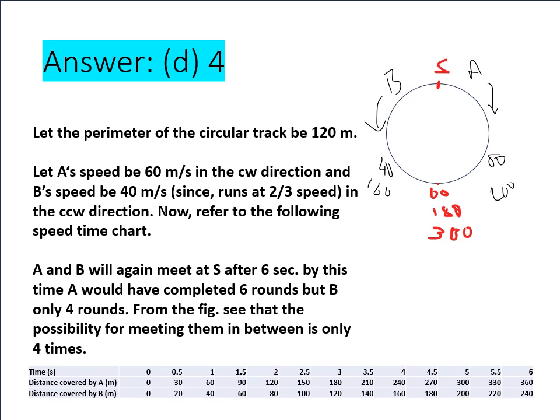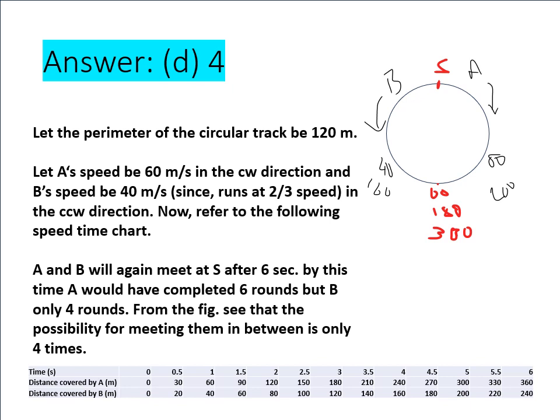Since the speed values etc. are not given, let us arbitrarily take A's speed as 60 meter per second and B's speed as 40 meter per second. Since he runs at 2/3 of the speed, automatically it comes out to 40 meter per second. And A moves in the clockwise direction and B moves in the anti-clockwise direction. Also, let us take the perimeter of the circular track as 120 meter.